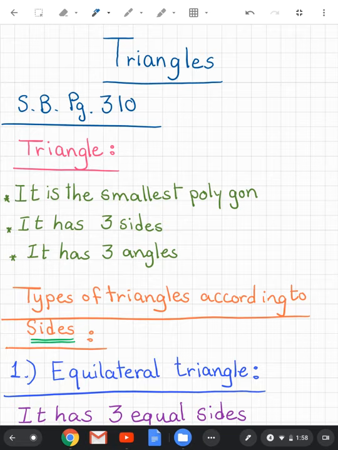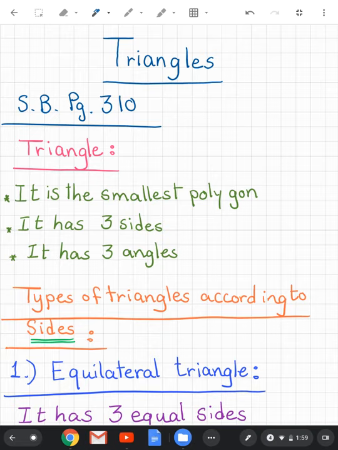What is the triangle? The triangle is the smallest polygon. We said before that the polygon is any closed shape drawn by straight line segments or straight sides. So the triangle is the smallest polygon. Why? Because it has only 3 sides and 3 angles.